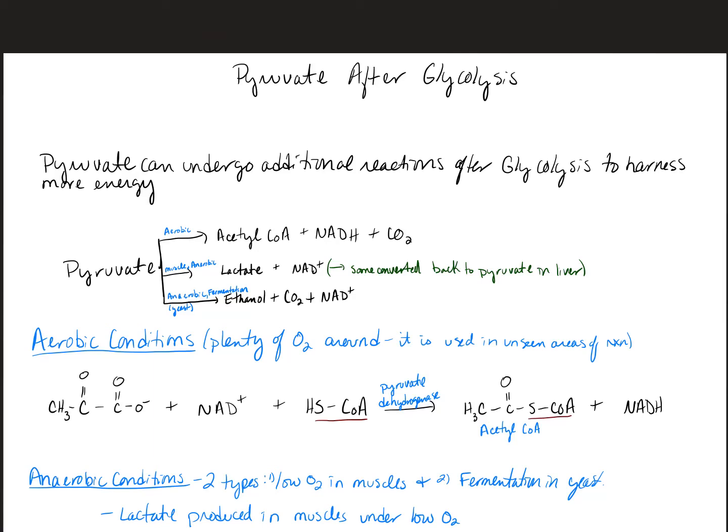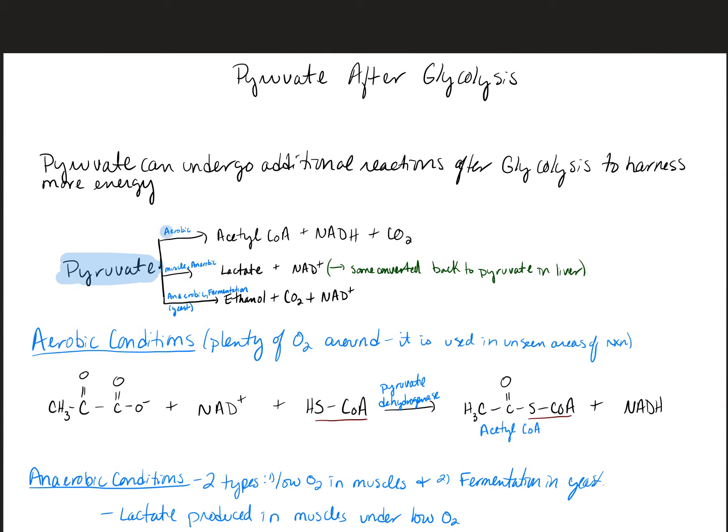So what happens to pyruvate after you've gone through glycolysis? Well, it kind of depends on what the situation is. Pyruvate can go through one of three different pathways in general after glycolysis is done. And this is to harness more energy as you need it when you need it.